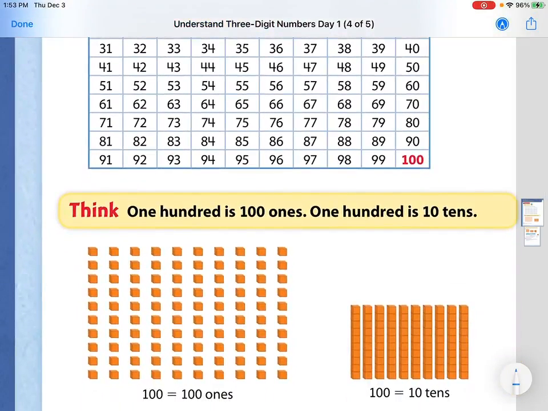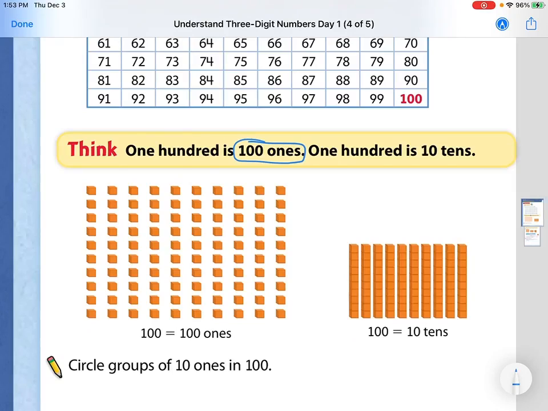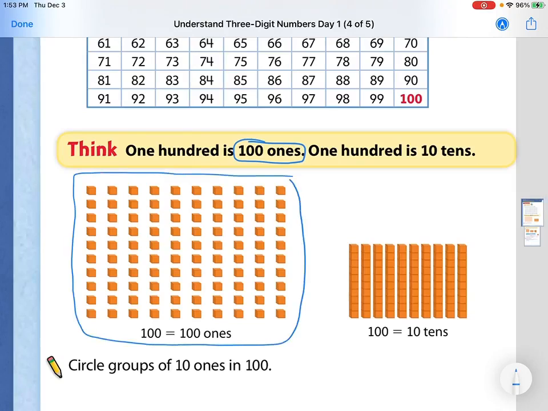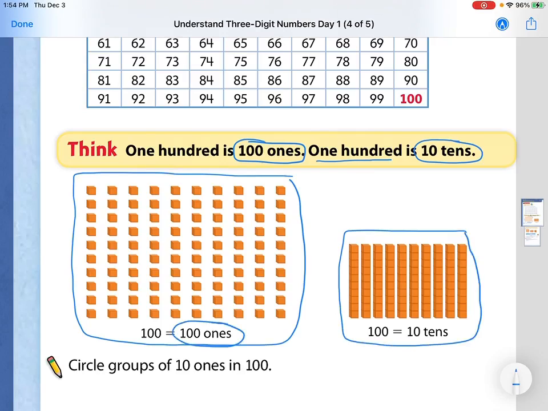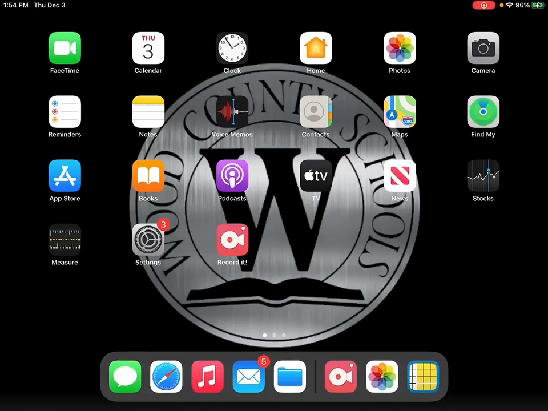It says, think 100 is 100 ones. Oh, and I see them right here. Look at these. There's 100 ones. Okay, but it also says that 100 is also 10 tens, just like we were talking about earlier. 100 is also the same as 10 tens. So we could either have 100 ones, or we could stick them all together into groups of 10.